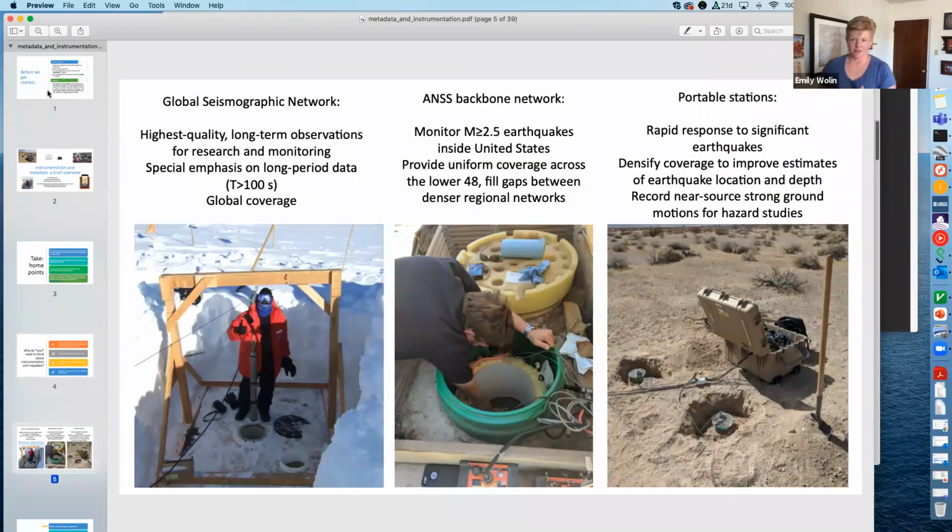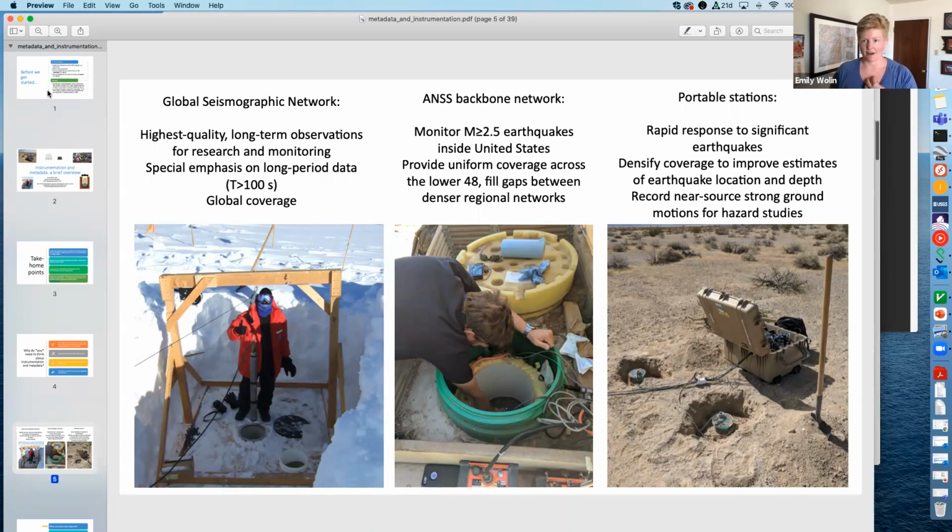All right, so here's an example of three different types of seismic stations that you may have seen before or have seen similar stations. The one on the left is the Global Seismographic Network, the GSN, right? This is the II network, the IU network, and other various federated stations participating in the GSN. The goal of these stations is to provide extremely high quality, long-term observations for research and monitoring. And they have a really special emphasis on long period data.